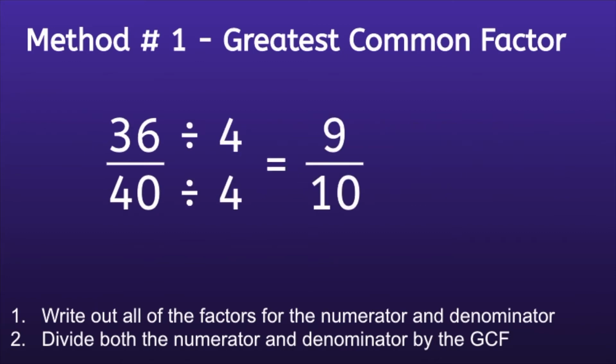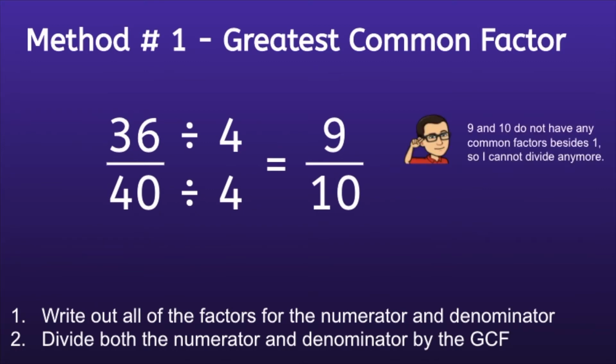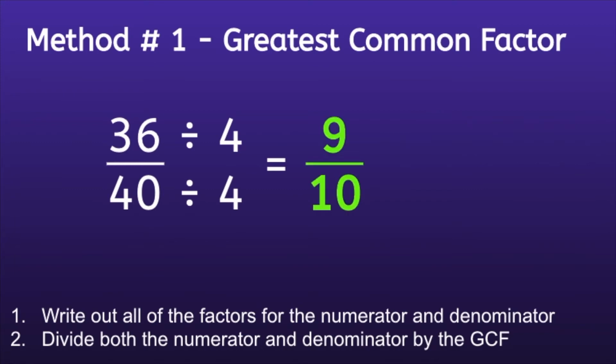36 divided by 4 is equal to 9, and 40 divided by 4 is equal to 10, which leaves us with the simplified fraction 9 over 10. And since both 9 and 10 do not have any factors besides 1, we know that we cannot divide anymore. So our final simplified fraction will be 9 over 10.